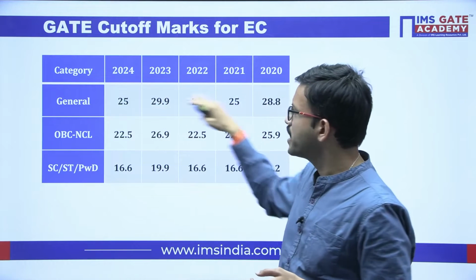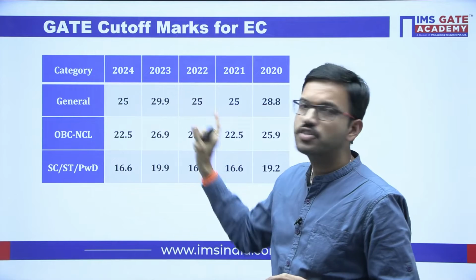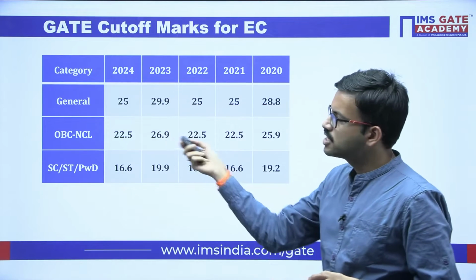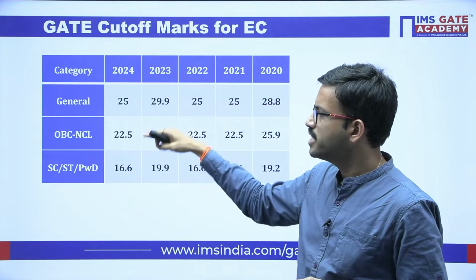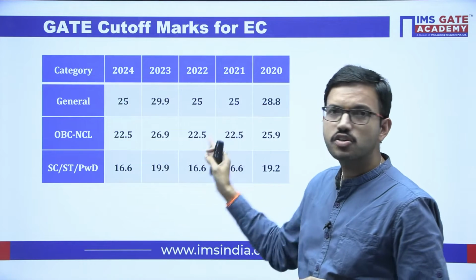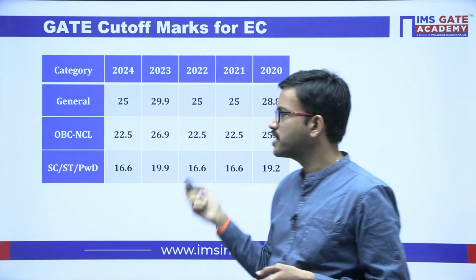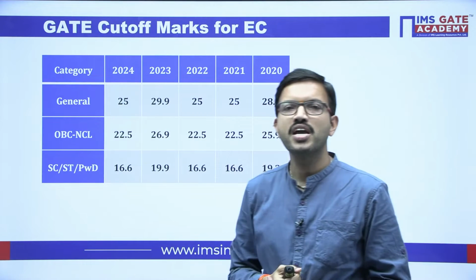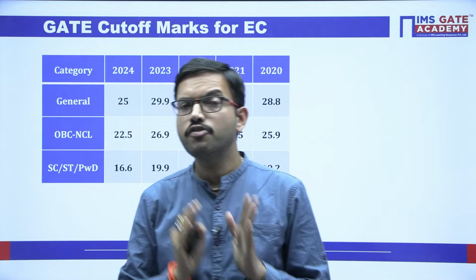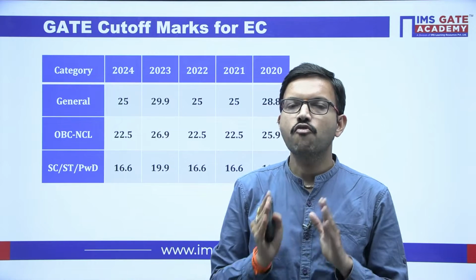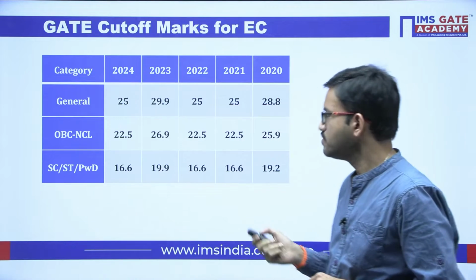From this particular slide, the general category cutoff for the ECE branch is 25 to 30 you can consider. Similarly, with respect to your category, you can consider whatever cutoffs are mentioned here, OBC, SC, accordingly, if you belong to any category other than general. This slide gives the idea that out of the 100 marks in the ECE paper, what minimum marks you should score to qualify in the GATE exam.